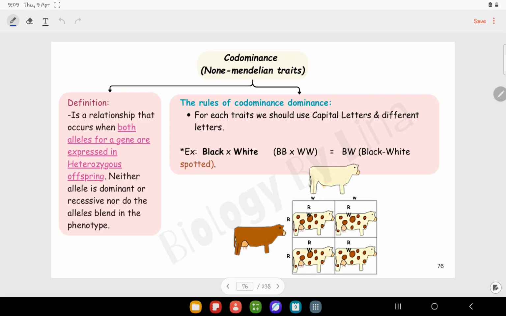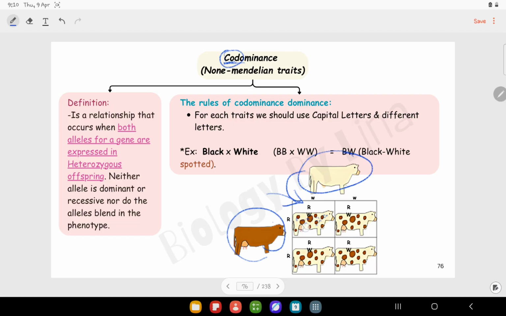Now, let's start with the last one, which is codominance. In codominance, we say that both of them express themselves. Codominance means cooperate. They cooperate, and both of the parents want to express themselves. They want to show themselves in their offspring. So the offspring will show both traits of the parents.